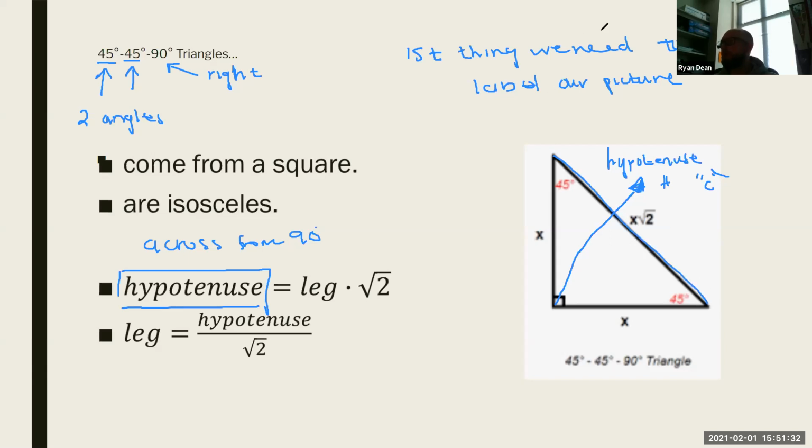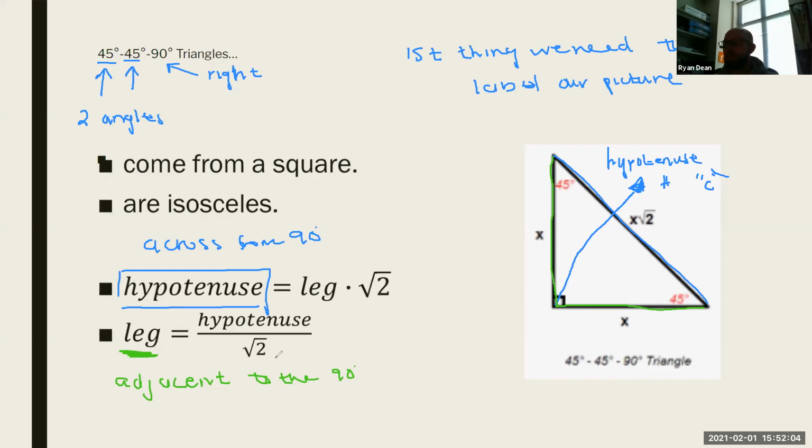We also have to identify legs. That's the second piece of special right triangles, identifying the legs. So here's the leg right here, and here's the other leg. There's two legs, always two legs. The legs are adjacent to the 90-degree angle. Adjacent means next to. They're going to touch the 90-degree angle. So our legs here are in green.